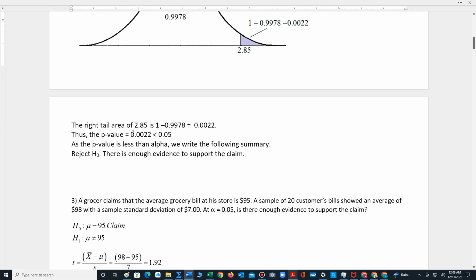So the p-value is 0.0022, and it's less than alpha, which is 0.05. Thus, we reject H naught, and we write that there is enough evidence to support the claim.